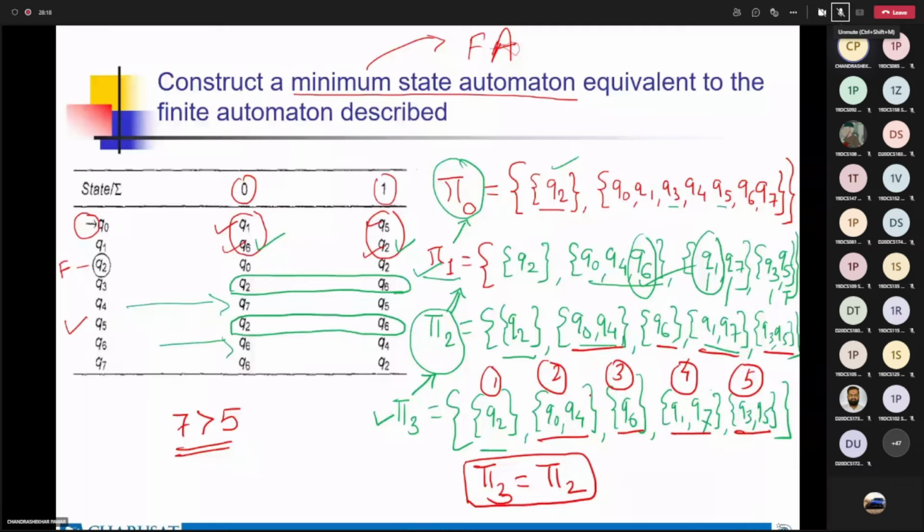So if you have any doubt within this, then please tell me. Have you understood this? Yes or no? Yes, sir. Yes, sir.